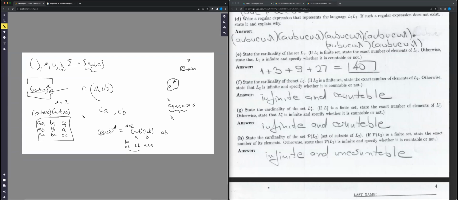So what if the star was equal to 0? Well, then you get lambda. And how many empty strings exist in any alphabet? Only 1, which is why the only possible string you get when star is equal to 0 is lambda.